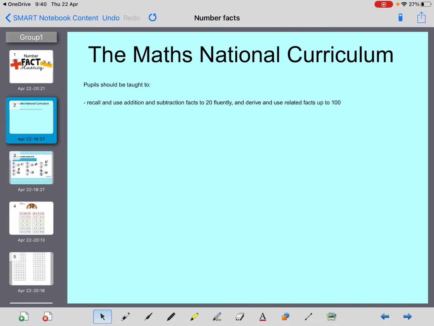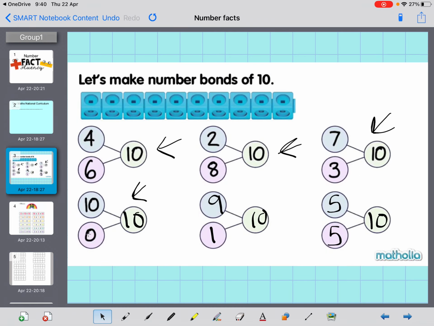This is the last objective from the Maths National Curriculum from the addition and subtraction area that our previous videos haven't quite covered yet. So pupils should be taught to recall and use addition and subtraction facts to 20 fluently and derive and use related facts up to 100. So using our number facts and our number knowledge is going to help us with really quick mental calculations.